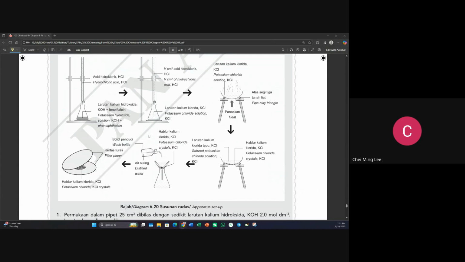So after we neutralize it, the potassium chloride solution is heated until the leftover becomes potassium chloride crystal. Then we use distilled water to rinse it. For this rinsing, we only use a bit. Remember, this is a soluble salt, so we use a bit only just to make sure that some of it is filtered out. And then the leftover crystal, we dry by using filter paper. So this is the whole process. Okay, can you understand?